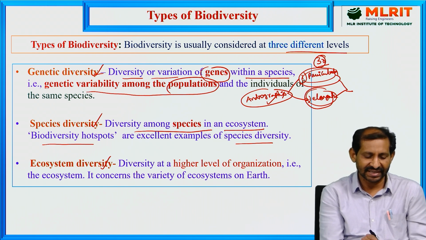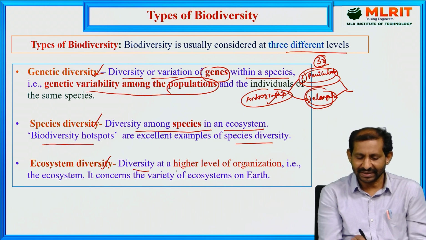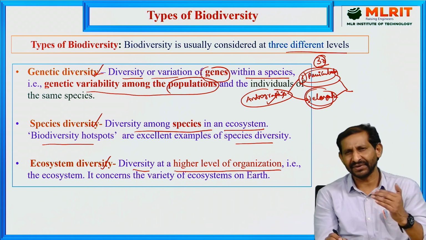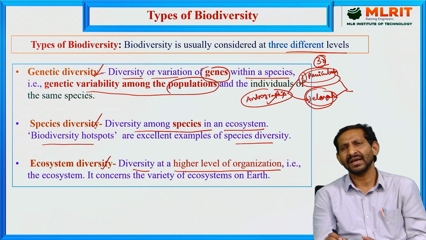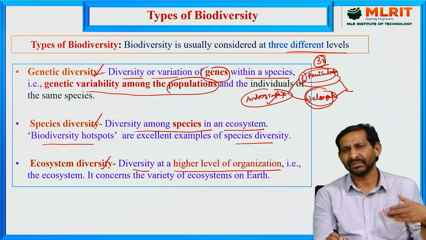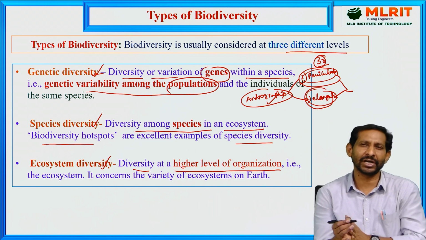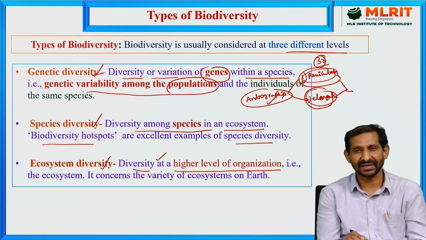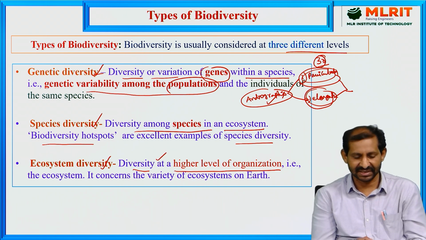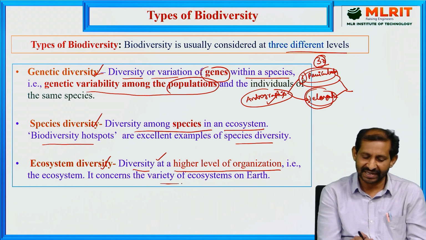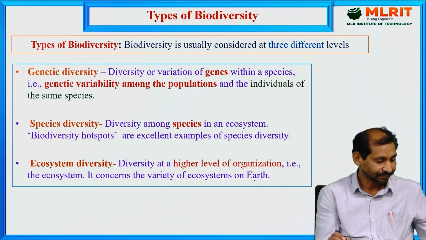The third one is ecosystem diversity. This diversity is at a higher level, in the organization of ecosystems. There are different types of ecosystems: forest ecosystem, desert ecosystem, terrestrial ecosystem and aquatic ecosystem, which is further classified into lentic and lotic. This higher-level diversity comes under ecosystem diversity. It concerns the variety of ecosystems on the earth.